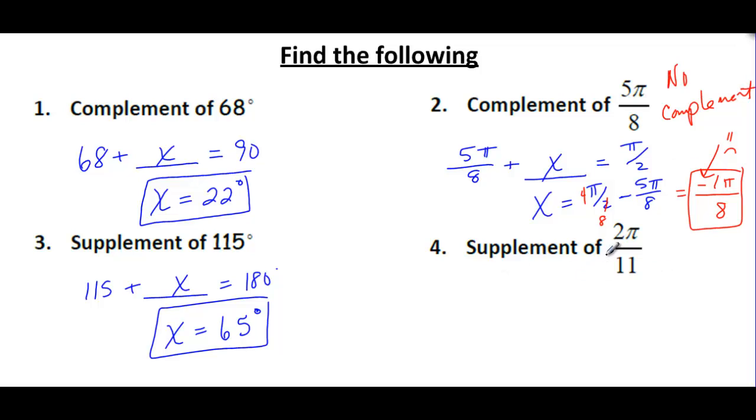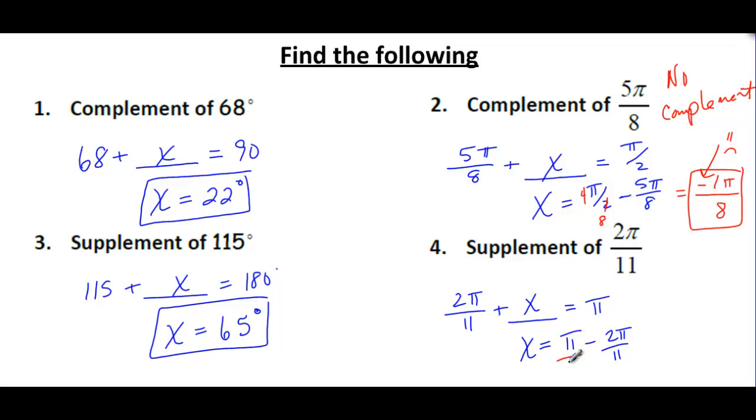Okay, so but what if I wanted the supplement? So let's think about that. Supplement means I take my angle plus something should equal 180 degrees. Well, in this case, that's the same thing as pi. So if I want to find x, that's just going to be pi minus 2 pi over 11.